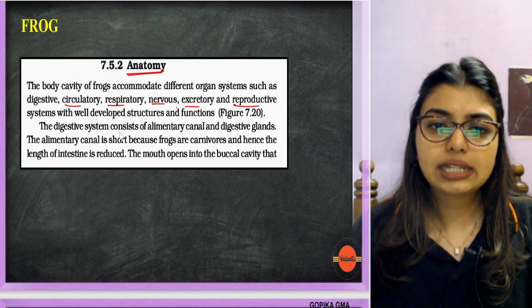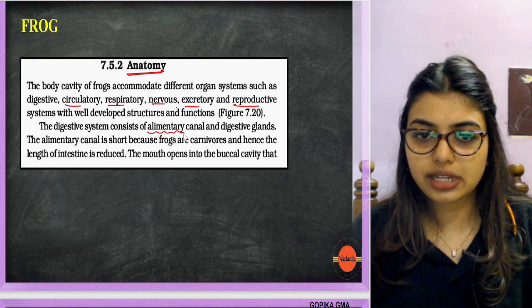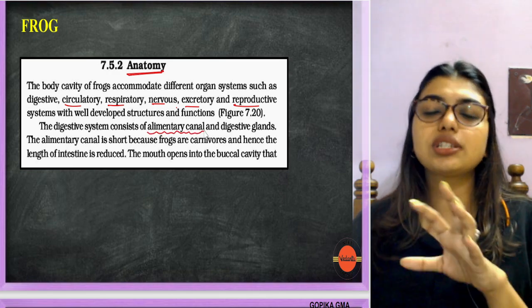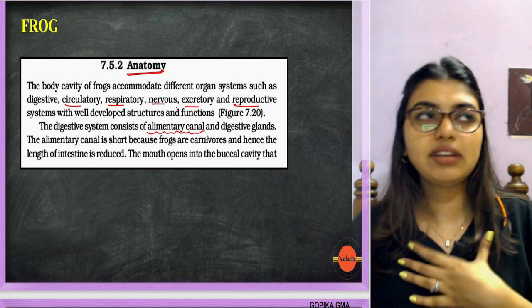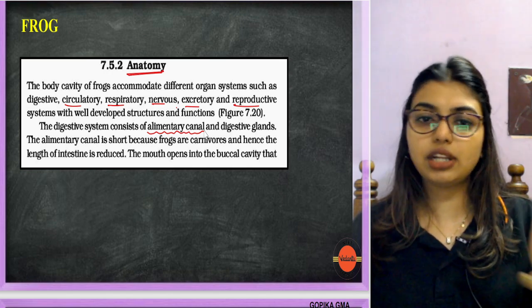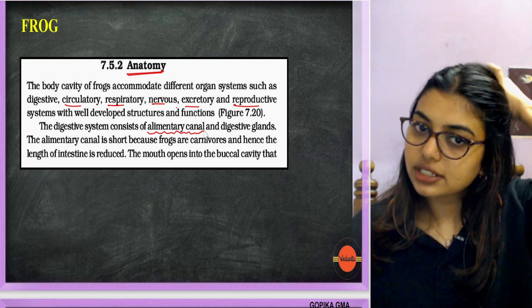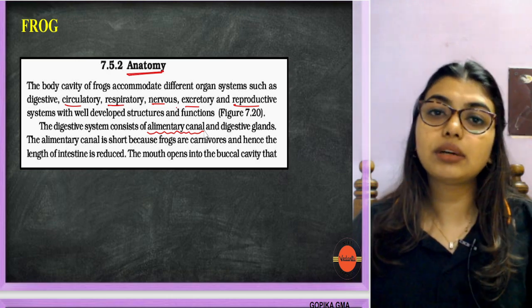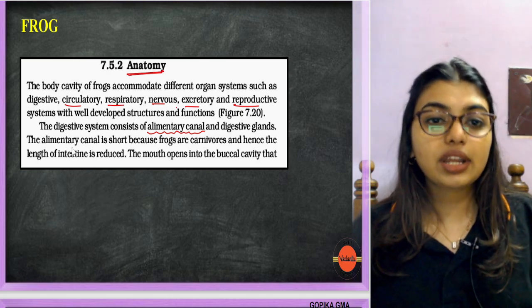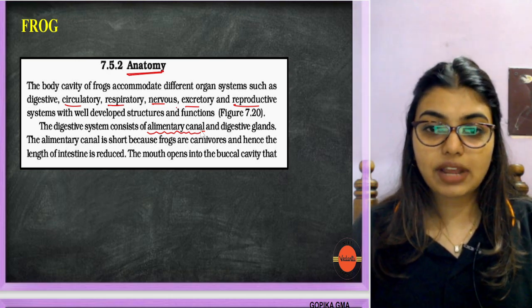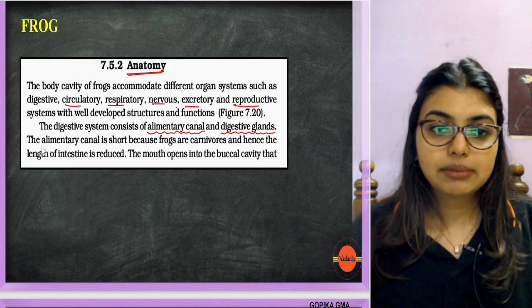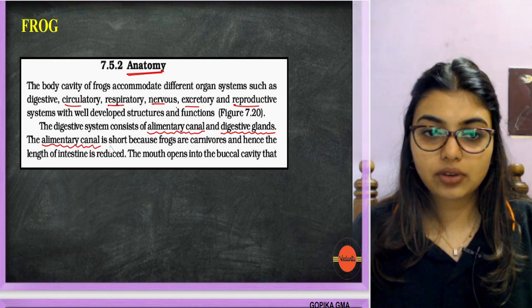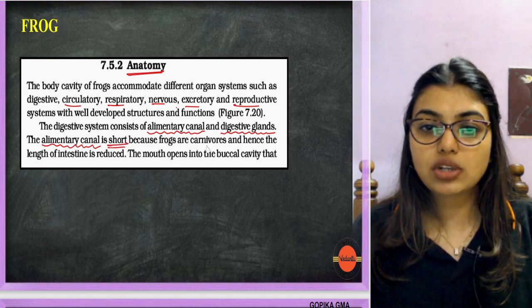So you don't have much to study about it. Now look here, the digestive system consists of alimentary canals. Students, I'm telling you, frog is very, very easy because they are very, very similar to what we have. Some terminologies are very similar. Now when I teach you digestive system, you will understand that so many terminologies are very similar. Okay, so the digestive system consists of alimentary canal and digestive glands. The alimentary canal is short because the frogs are carnivorous.